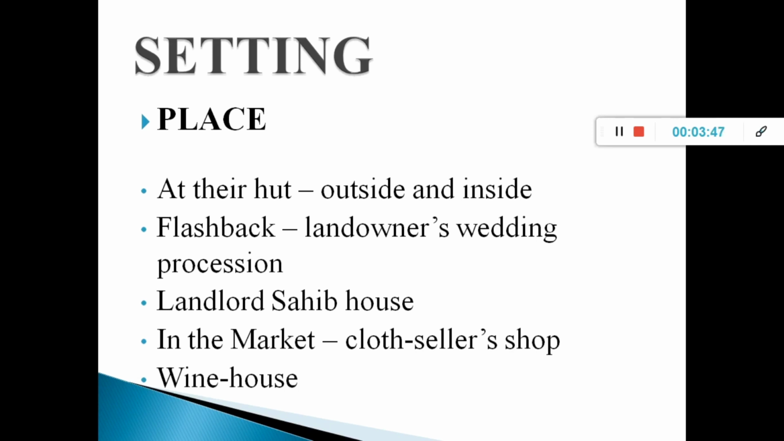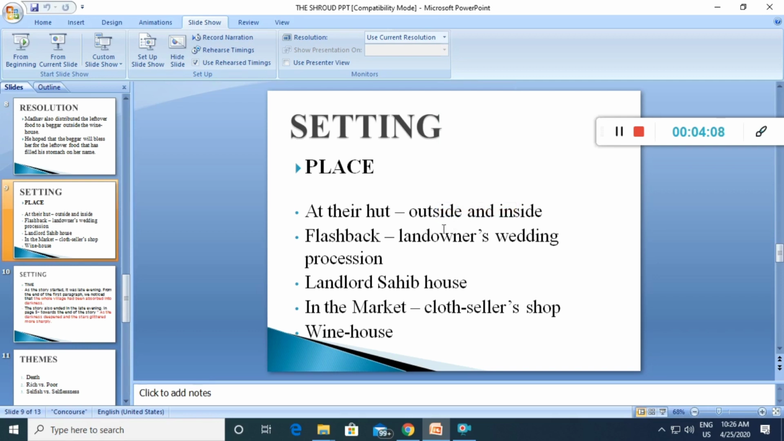So we saw the real color of the men, the two men in the story, in the wine house, right? They were just very tempted. They were so desperate to drink, to eat, right? And this is how the setting of the place, that we can find in the short story.